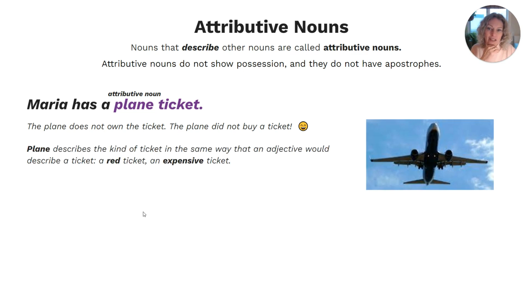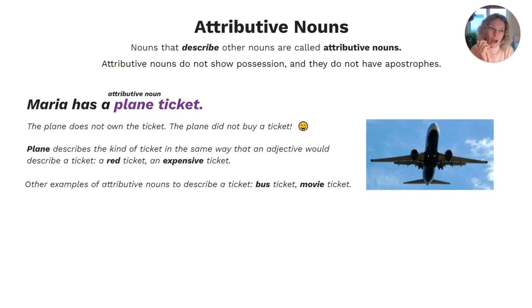What we're doing is we're just describing the type of ticket in the same way that an adjective would describe a noun, like a red ticket or an expensive ticket. So there are other nouns you could use to describe tickets, like bus ticket or movie ticket. So we are describing the type of ticket. We're not showing that the bus is the owner of the ticket or the movie is the owner of the ticket. That's why there's no apostrophe, because it's not ownership. It's not a possessive noun there. It's an attributive noun. It's acting like an adjective.